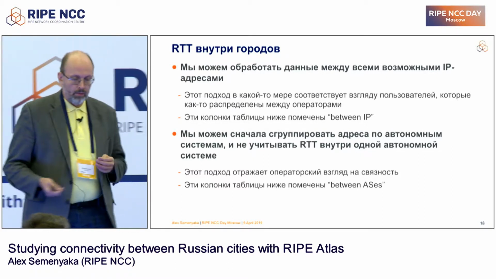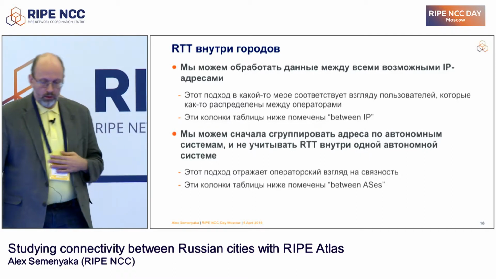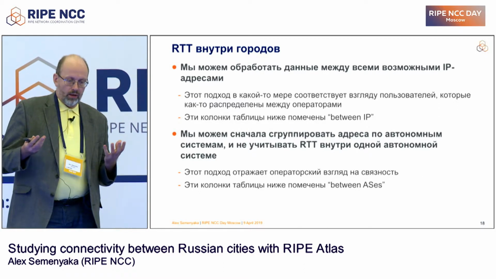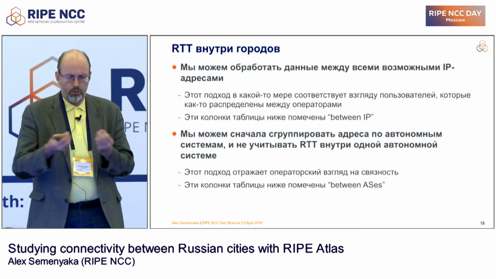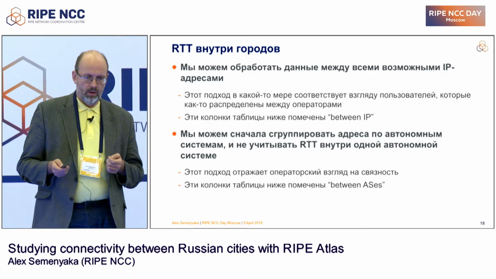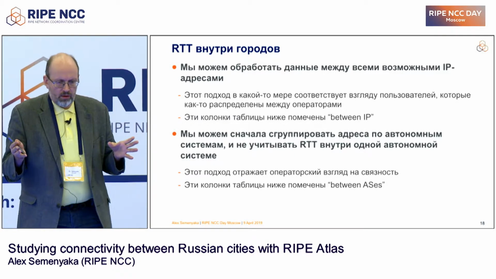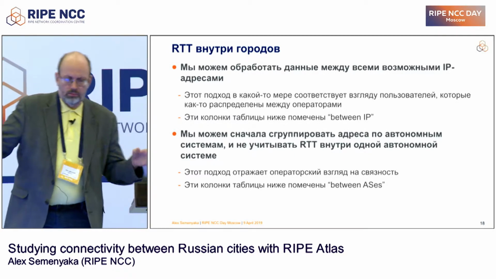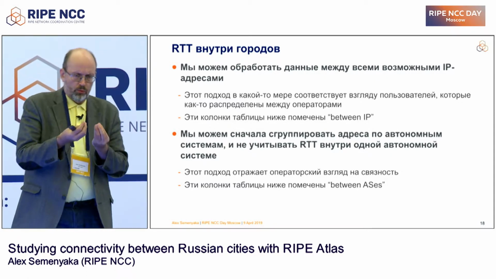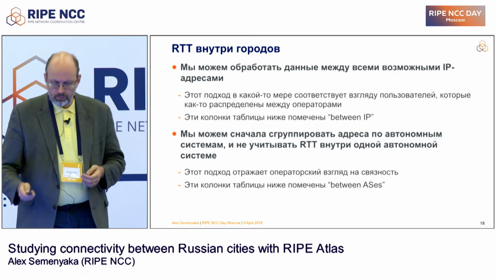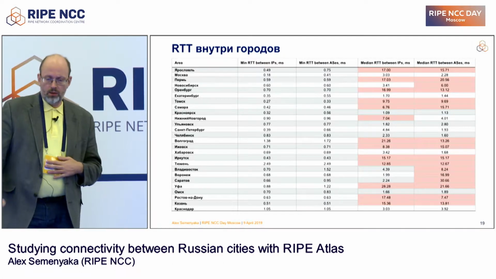Inside the cities, not inside an autonomous system, but inside a city, there are two options. Either we compare IP addresses or we compare different ASs. And IP addresses, well, that depends on the users. They are distributed more or less evenly between operators. And the autonomous system perspective will give us a better understanding of connectivity.